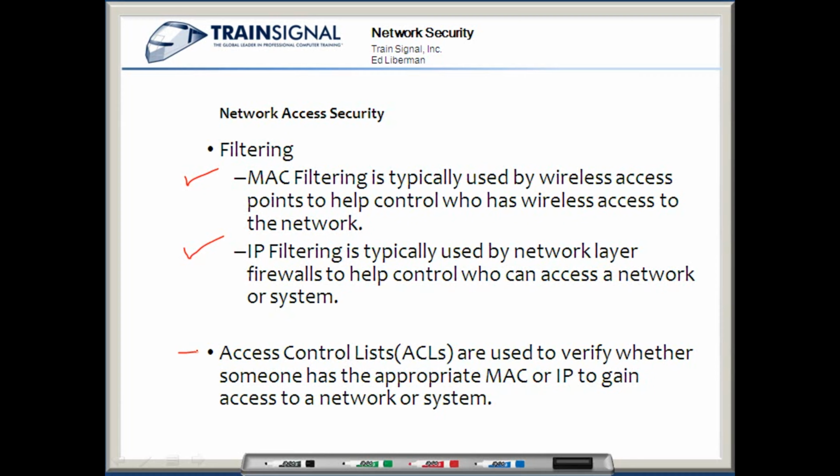Now, I want to tell you that when it comes to MAC filtering and IP filtering, these access control lists can be done in one of two primary ways. One way to configure an access control list is to basically say everybody can come in except for specific MAC addresses or IP addresses that I say cannot. And these are very often referred to as a block list, where you're blocking specific individual MAC and IP addresses.